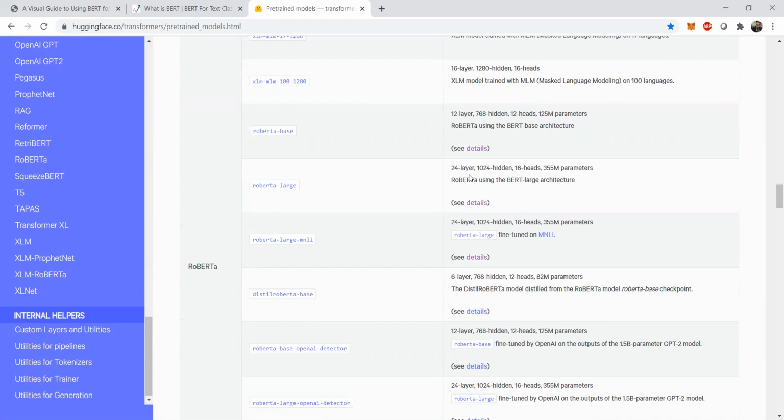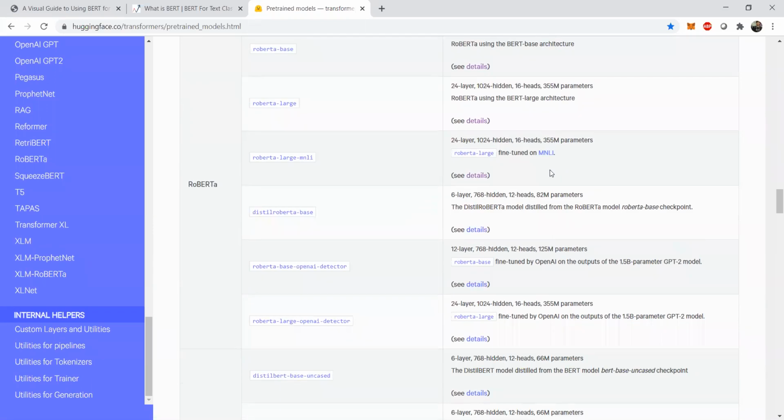So you can see that RoBERTa base has a similar number of parameters to BERT base, with the parameters being a bit larger. It contains 125 million parameters compared to 110 million in BERT base. Similarly, RoBERTa large has 355 million parameters, which is quite a bit larger than the standard 340 million parameters for BERT large, right?